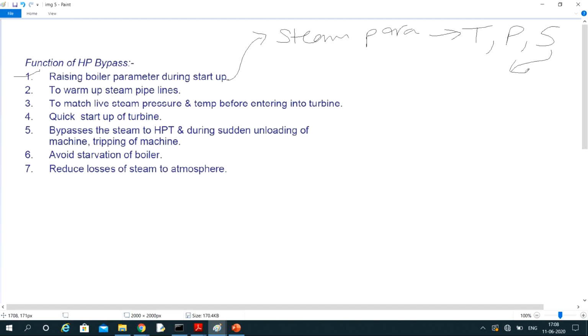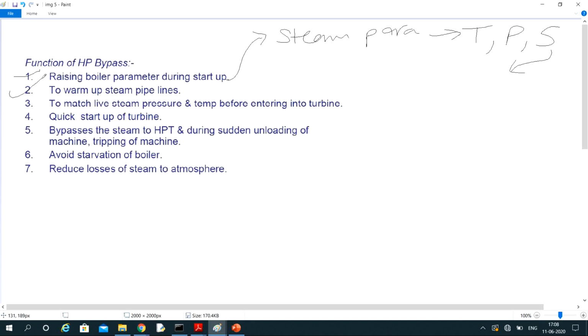The second one is to warm up steam lines. HP bypass, if taken in service earlier than the HP turbine or the whole turbine, can lead to heating of the steam pipelines. So there will be a slow heating of the steam pipelines that will be very healthy for the structure and the pipes, because there will be a low gradient of increase in temperature.